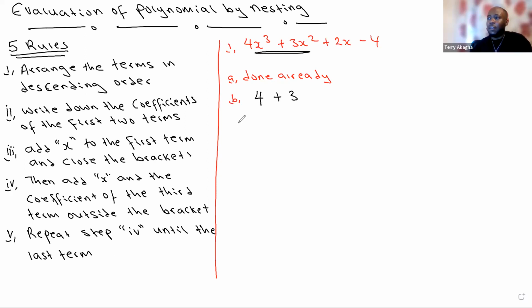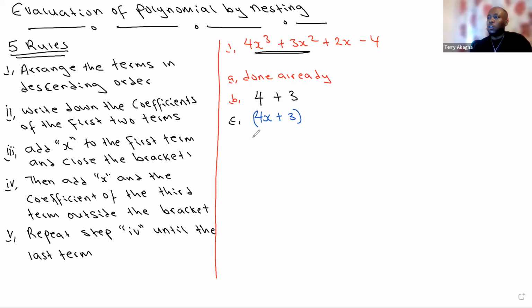Then the next one said add x to the first term and close the bracket. So I'm going to do that, step 3, now. Right, so let me use another color for that. So I'm going to add x to the first term, right? And then I'm going to close the bracket. Are you seeing? Then step 4 now said add x and the coefficient of the third term outside the bracket. So I'm going to add x now.